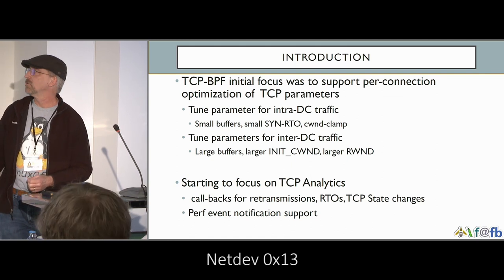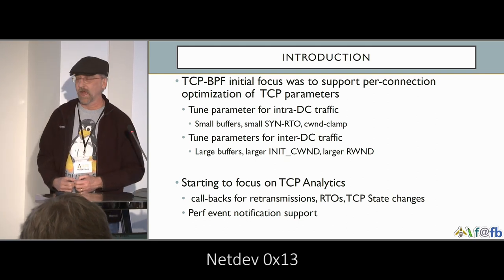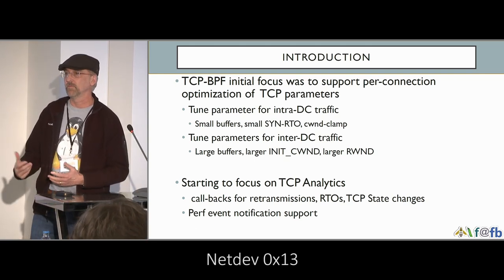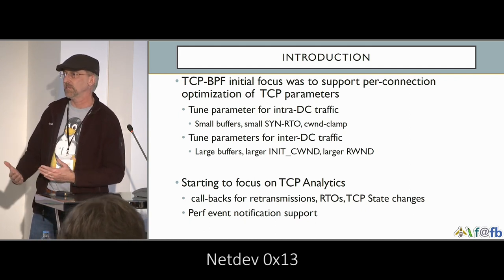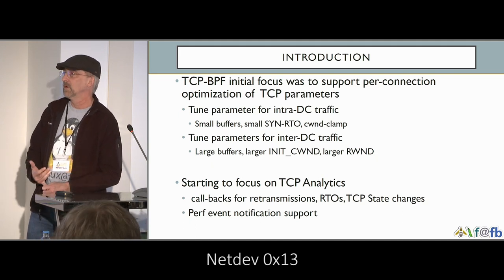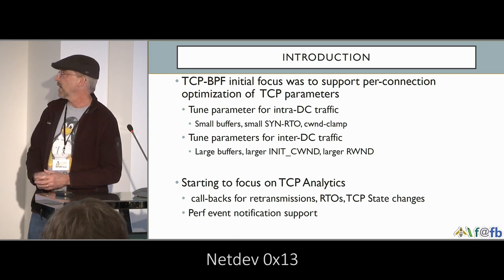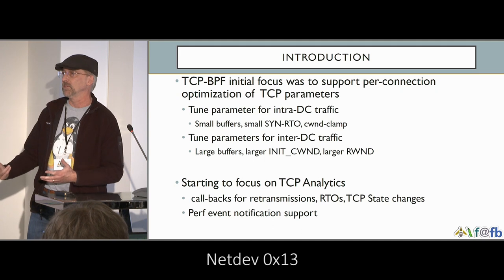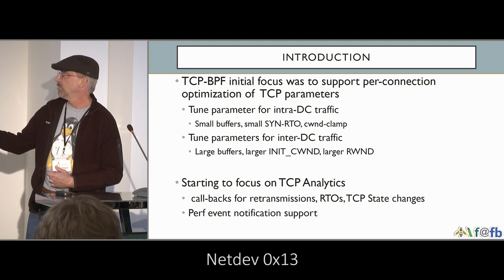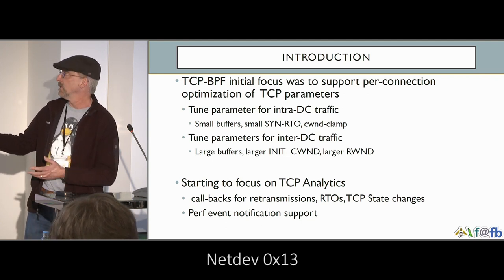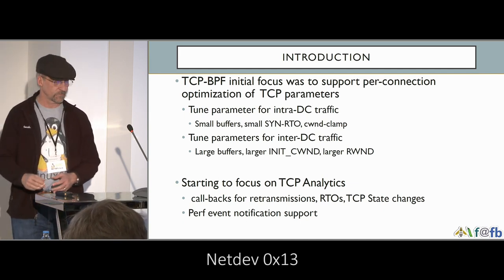Lately, we're also starting to focus on TCP analytics, so that we can gather good information on what's hurting our throughput. So for example, we have callbacks for retransmissions. Every time we have a retransmission, we can have a callback. Every time we have an RTO, when the TCP changes state, we can also have a callback, and then we can log some information or try to catch some corner conditions. And lately, someone added perf event notification support so that we can use the perf queue to share information with user space.